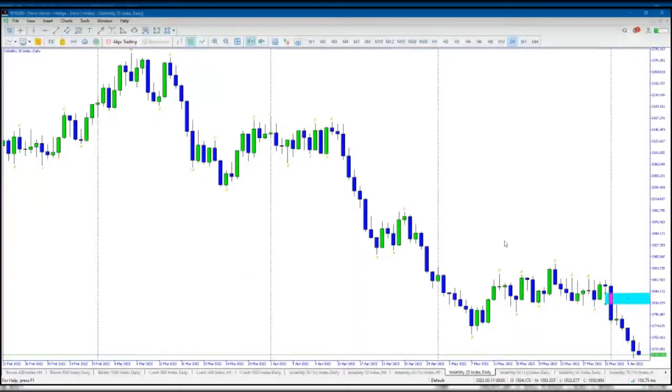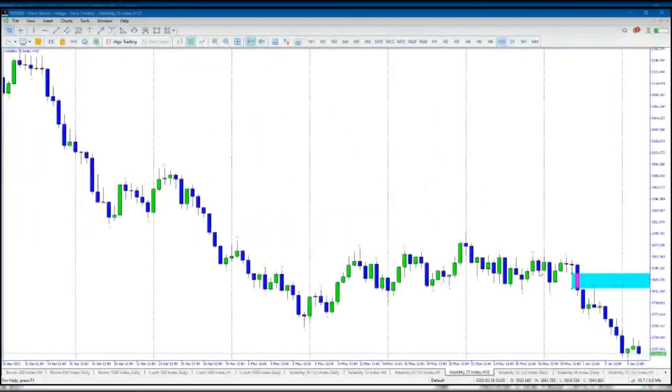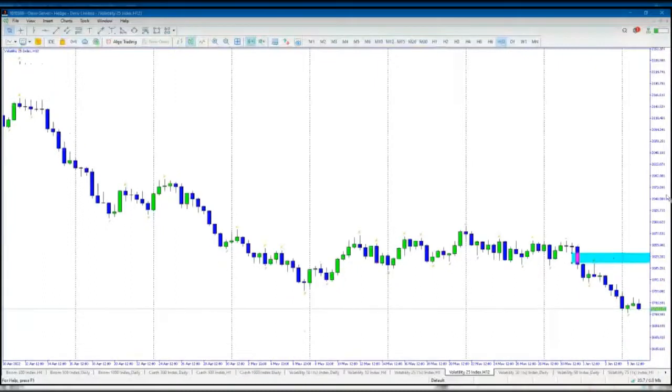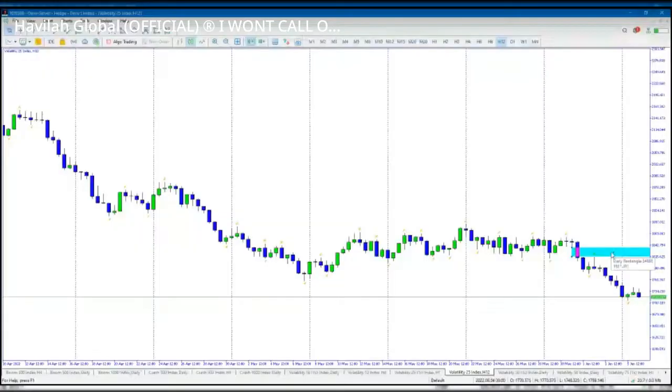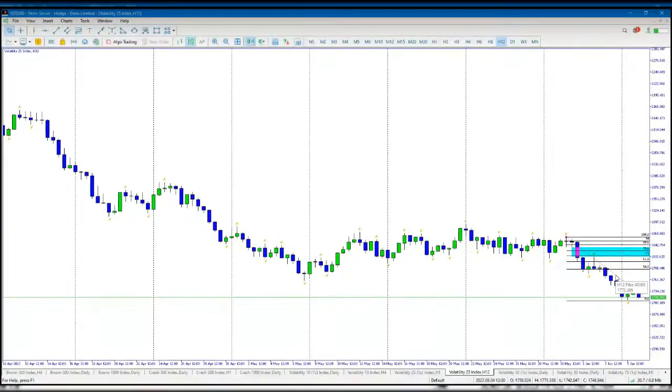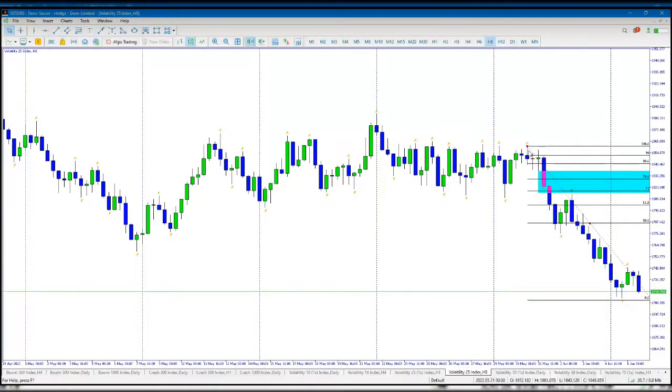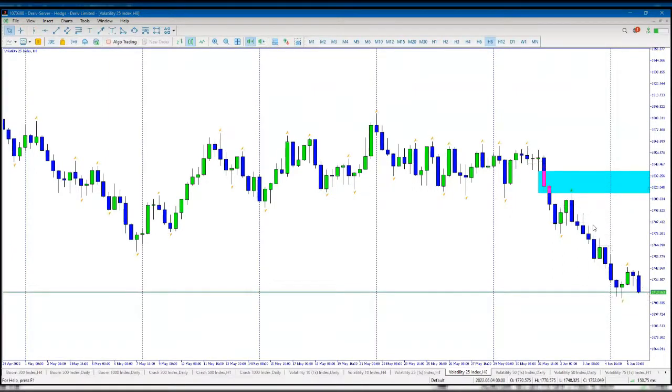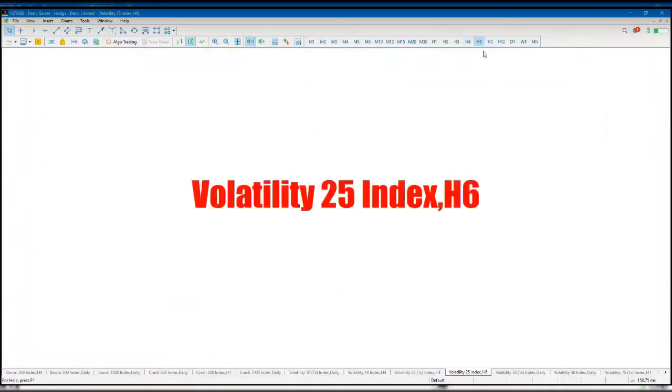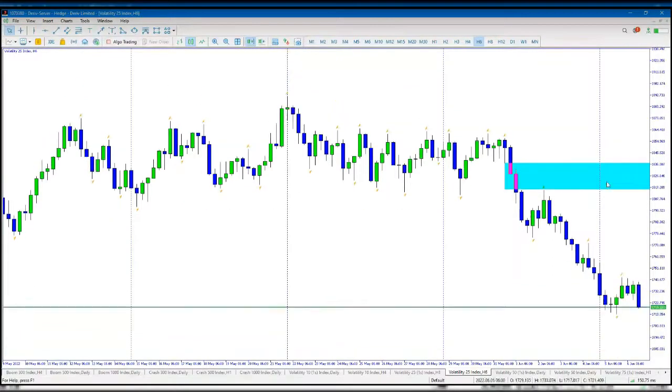Let me scale down to H12 to see what exactly is happening. The price can decide to come back to fill this imbalance, and based on the track record, V25 may not even come back here. It will just come around somewhere around here, and then just dive back down. High, low, high, low. This guy can come back here now and continue to sell, or come back here and continue to sell. So we just wait for the break of structure on the higher time frames.